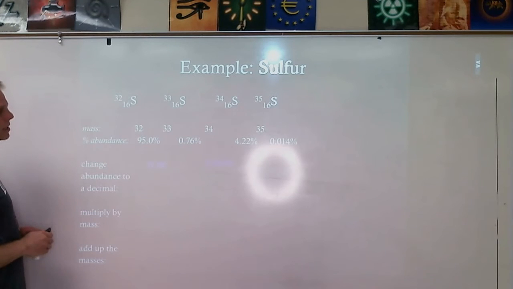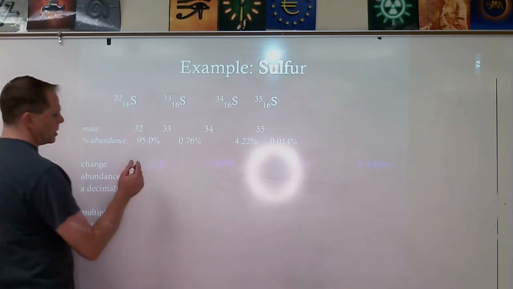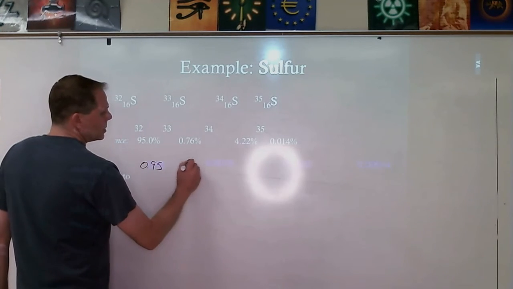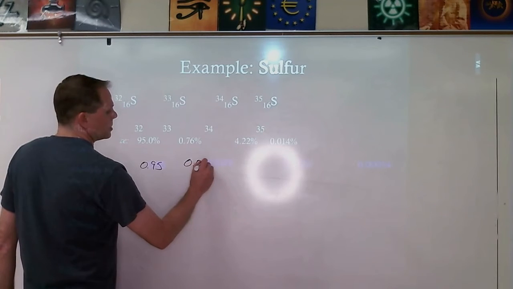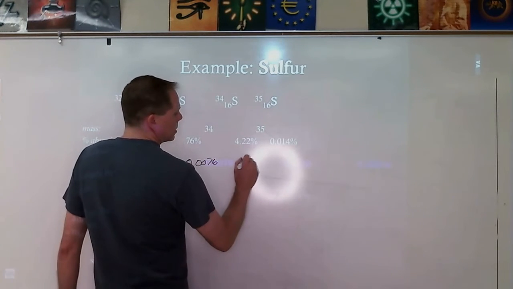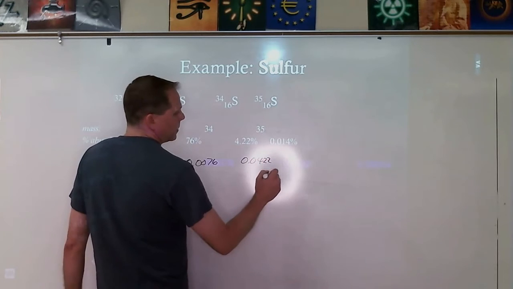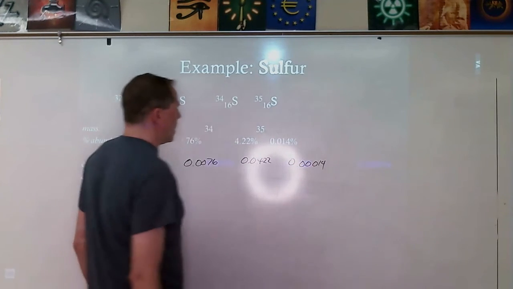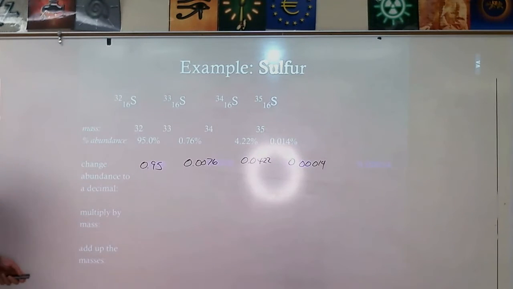Turn all of those into decimals. Oh my goodness, it's in blue and there's no way you can see it, and it's not lined up either. I'm going to do 0.95, 0.0076, 0.0422, and 0.00014. Okay, convert those to their relative abundance, multiply their masses.